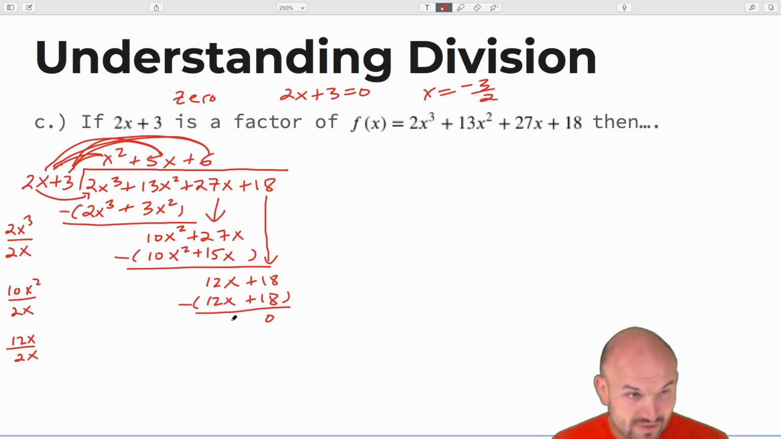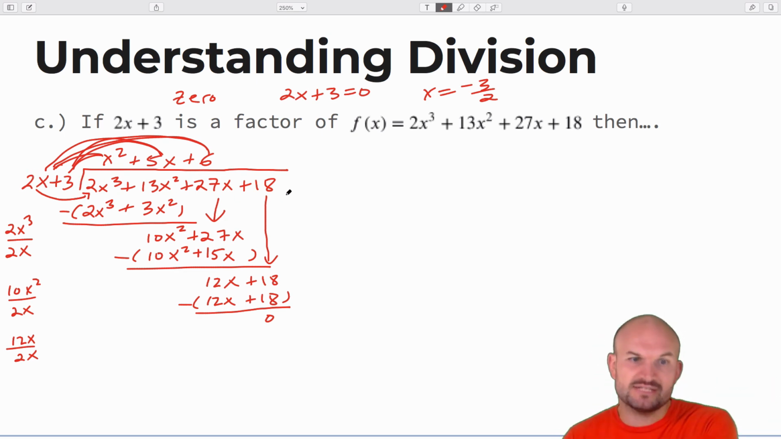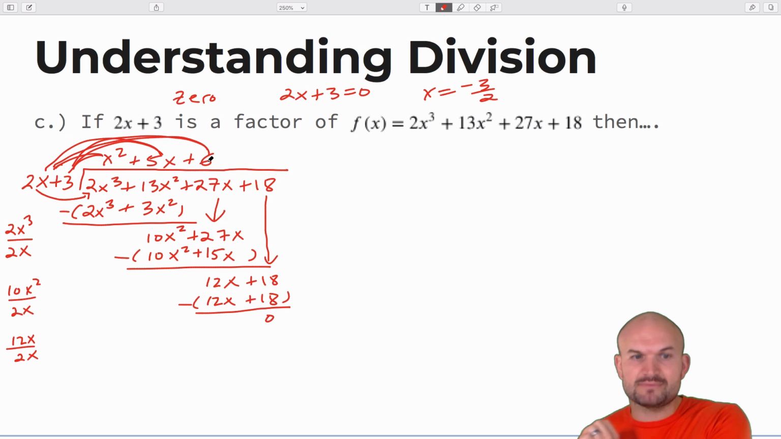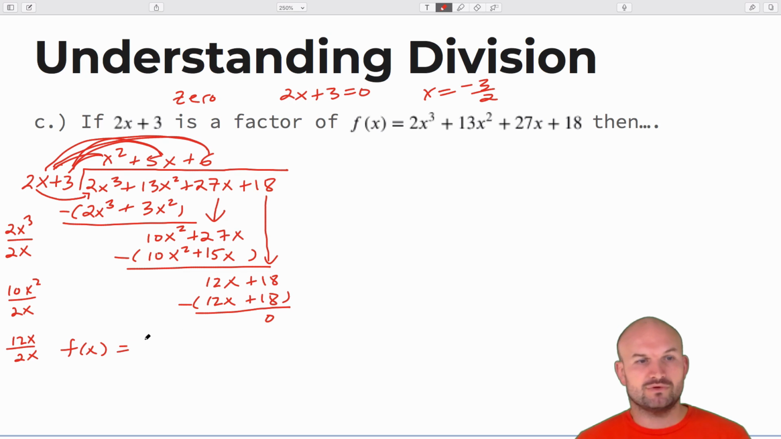But the important thing here is that we now know that since 2x plus 3 evenly divides into this polynomial, it is a factor of that polynomial. And if 2x plus 3 evenly divides into this polynomial, x squared plus 5x plus 6 times, that also means x squared plus 5x plus 6 is also a factor. That means I can write my polynomial now as f of x equals 2x plus 3 times x squared plus 5x plus 6, right?